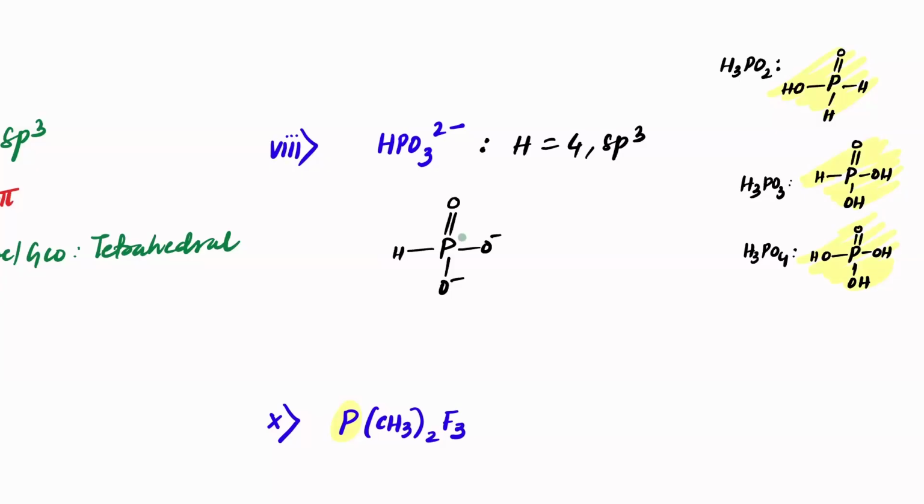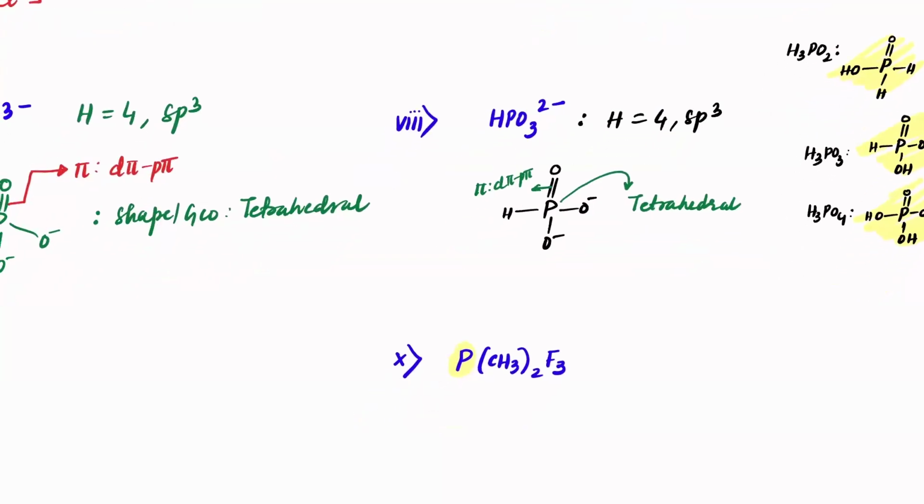So now you can see the hybridization would be sp3. So the hybridization is sp3, which is tetrahedral. Tetrahedral. And only one pi bond is present, and that pi has to be d pi p pi. Done.